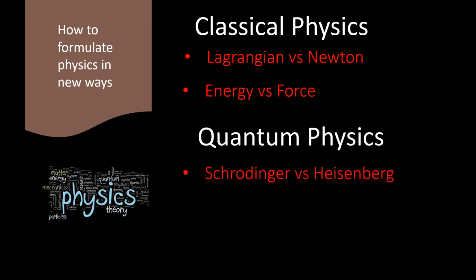And then the next thing to look at in terms of formulating physics in new ways is the Schrödinger formalism for quantum mechanics vs Heisenberg's formalism. In Schrödinger's formalism, the wave function is represented as a complex function, and the wave function is a continuous function that is associated with the probability of that particle being at a particular location. Whereas in Heisenberg, you do exactly what you do with functions, but with vectors and matrices.